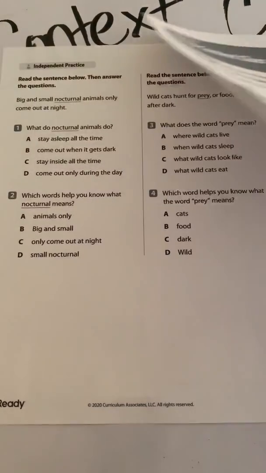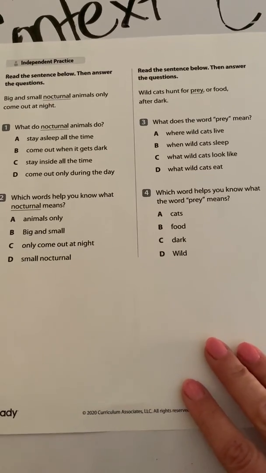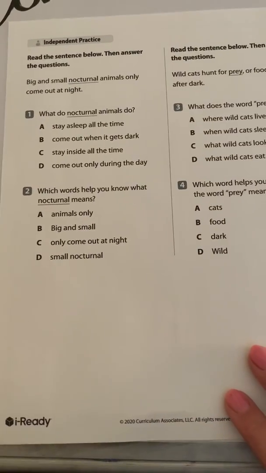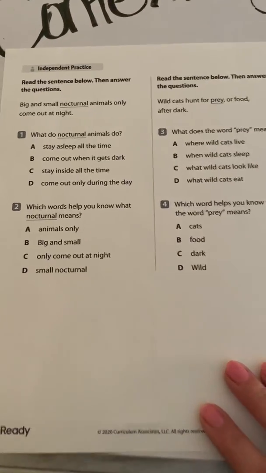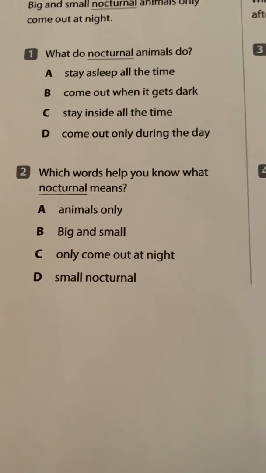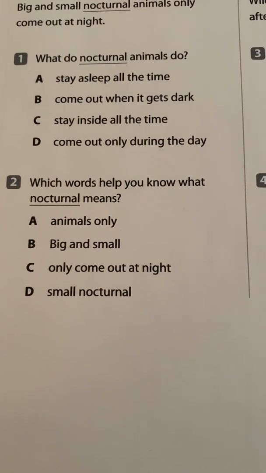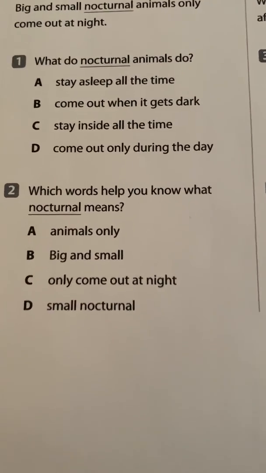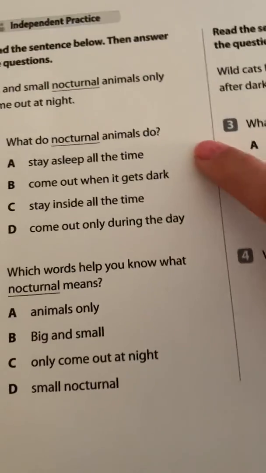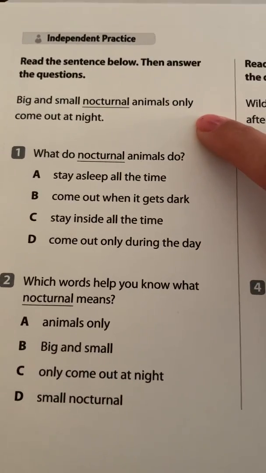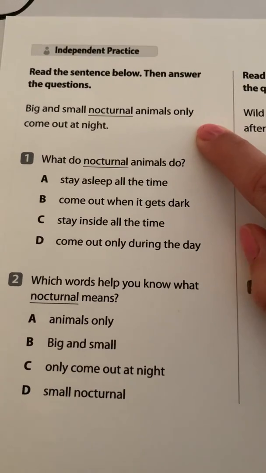If you have this other paper in your packet that you got in the mail, you can work on this today. There are 4 questions here. If you don't have the paper, I will show you the questions. Let's see if you can get the answers. What do nocturnal animals do? So here's your sentence. Big and small nocturnal animals only come out at night.